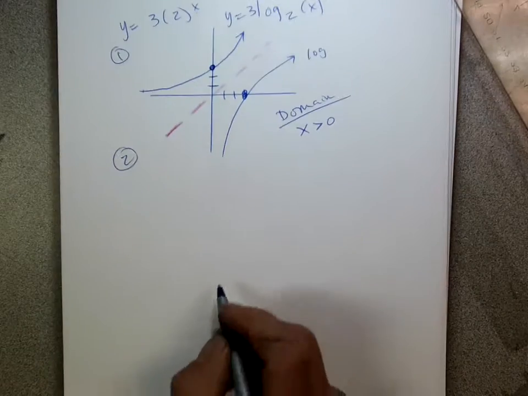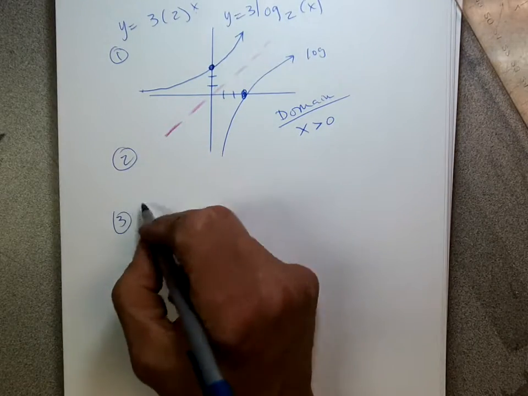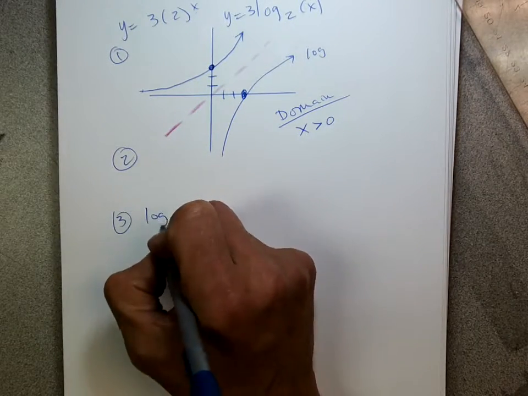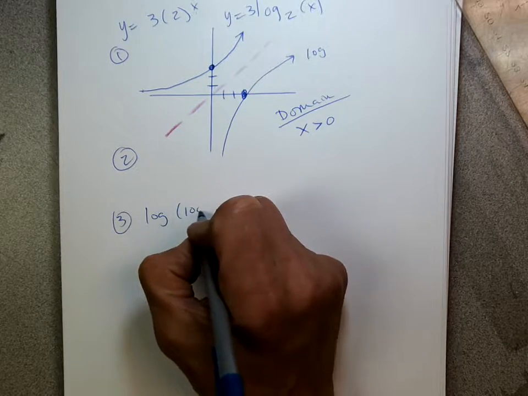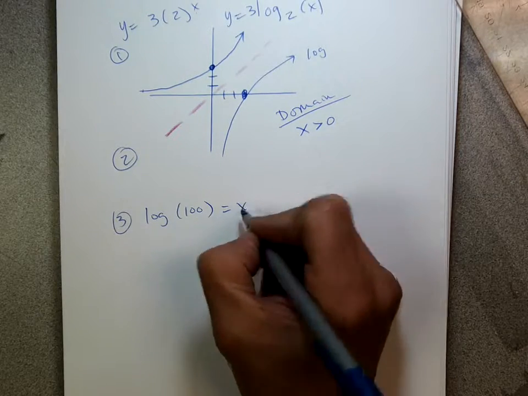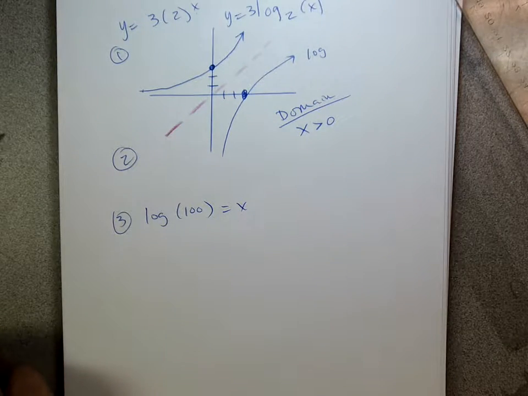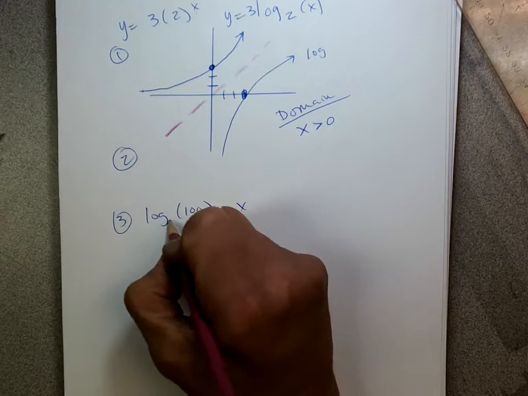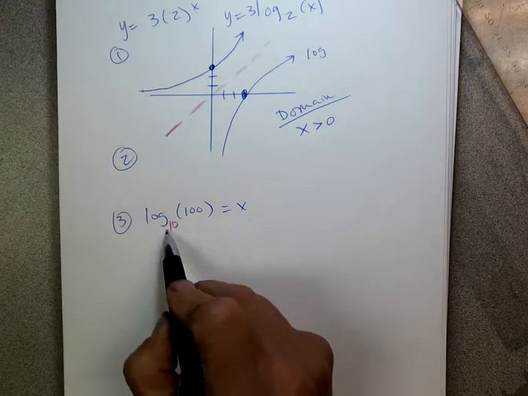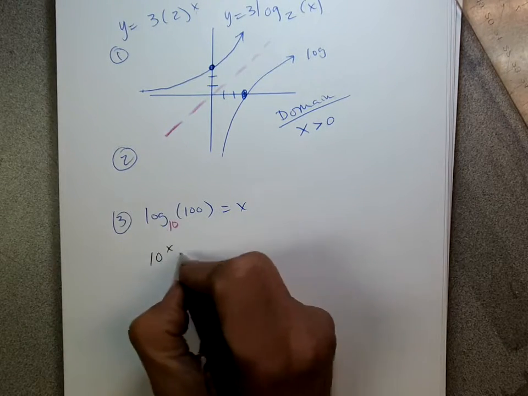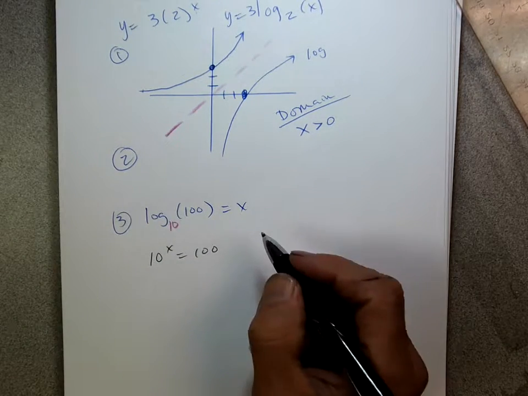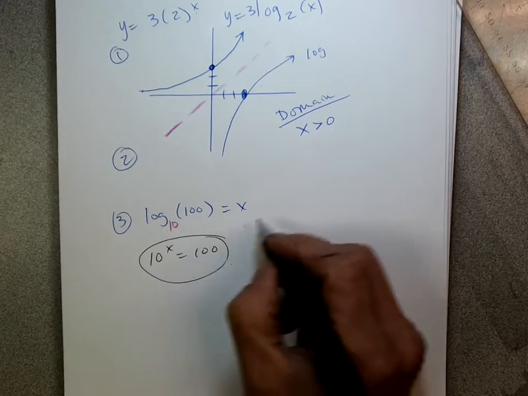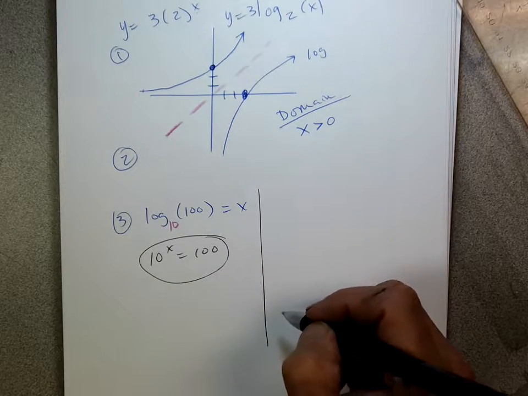All right, number 3. Log of 100 equals x. Now there's a hidden base, and of course the hidden base is base 10, so we got a little hidden base of 10 right here. So I'm just going to rewrite it as 10 to the x equals 100. That's all I need, exponential form. Don't solve it, just put it in exponential form.